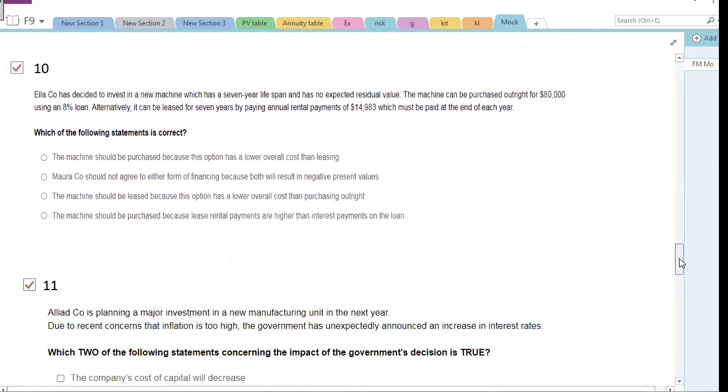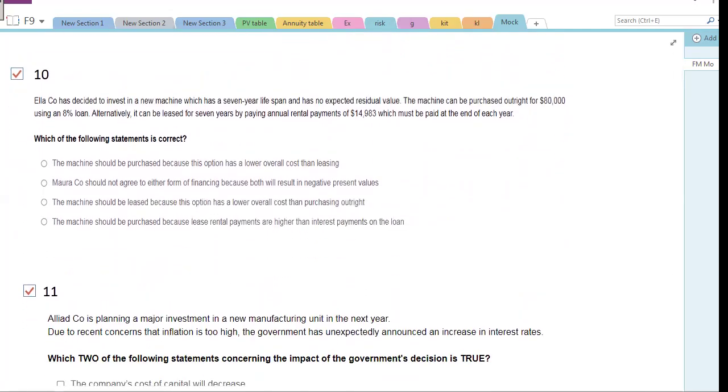Okay. Let's read the next one. Pause the video. Which of the following statements is correct? One of the statements is correct.